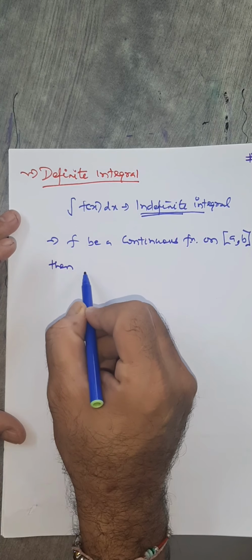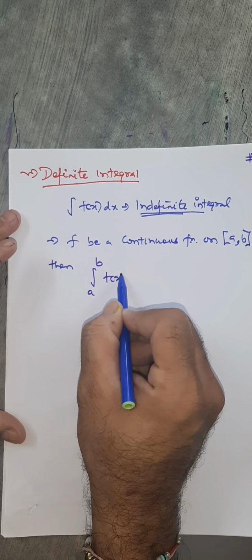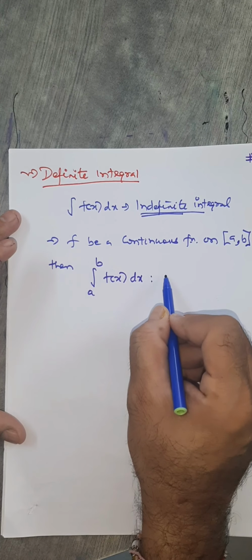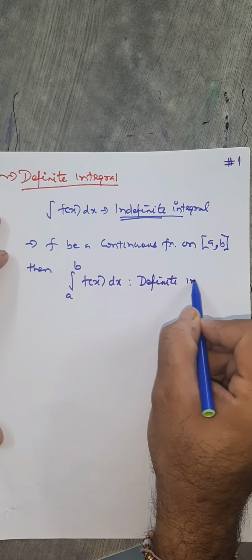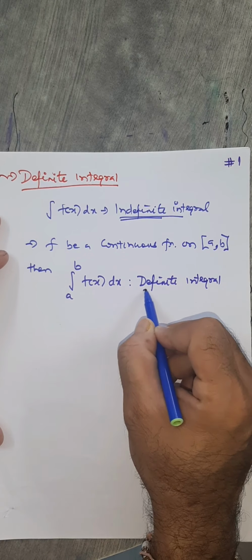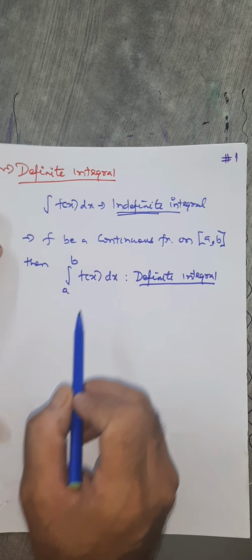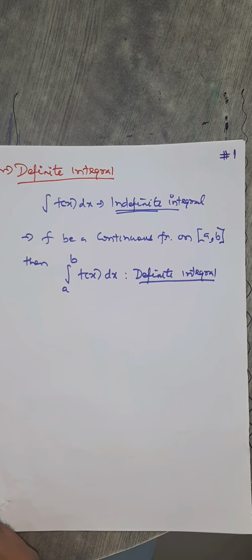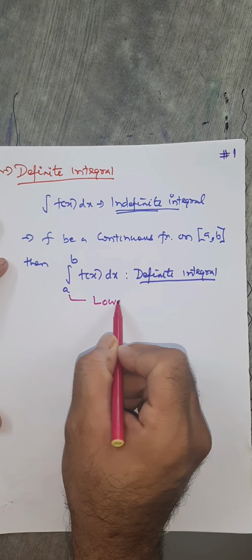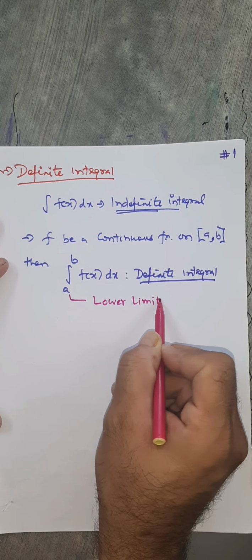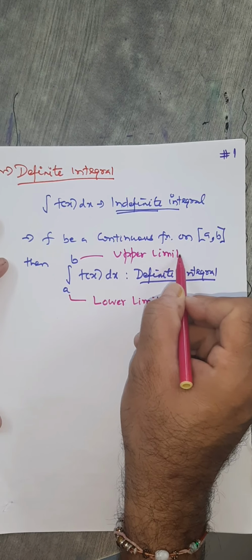Then we write like this: integral a to b f(x) dx. This is called definite integral. This is read as integral a to b f(x) dx. Here a is sometimes called the lower limit and b is called the upper limit. This a is the lower limit of the integral, and this b is the upper limit of the integral.